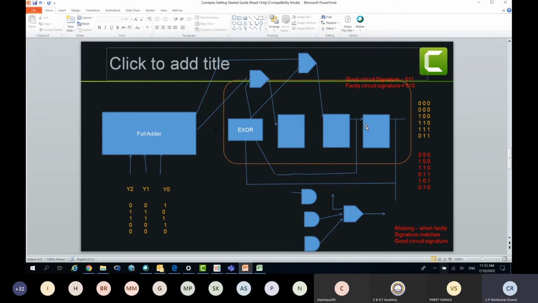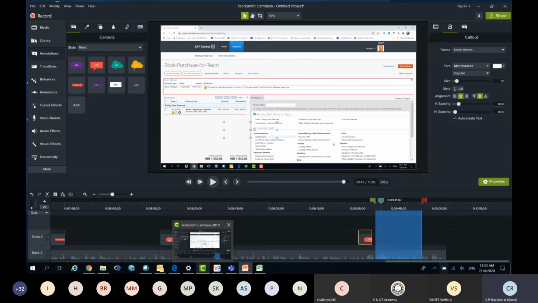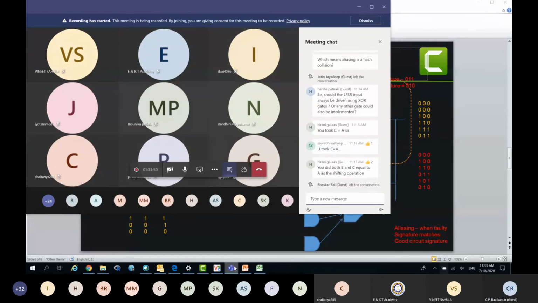You can even do the same thing to the third bit. Here the full adder only has two outputs, but if you have n outputs, you can also do it the same way. Any doubts? Clear to everybody? So you can try building a larger LFSR as an exercise.